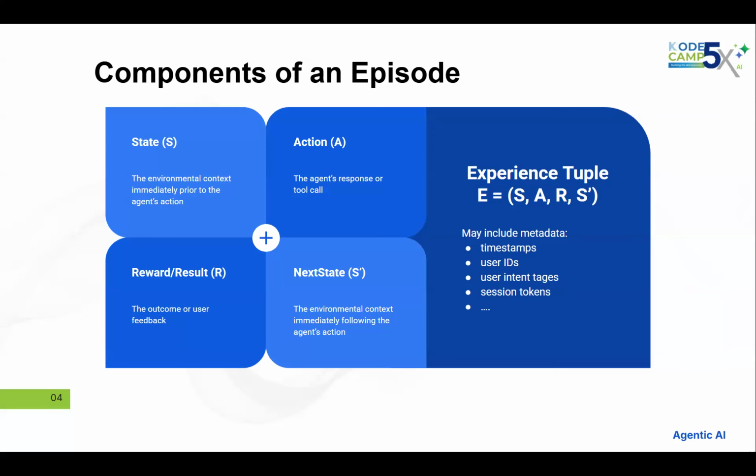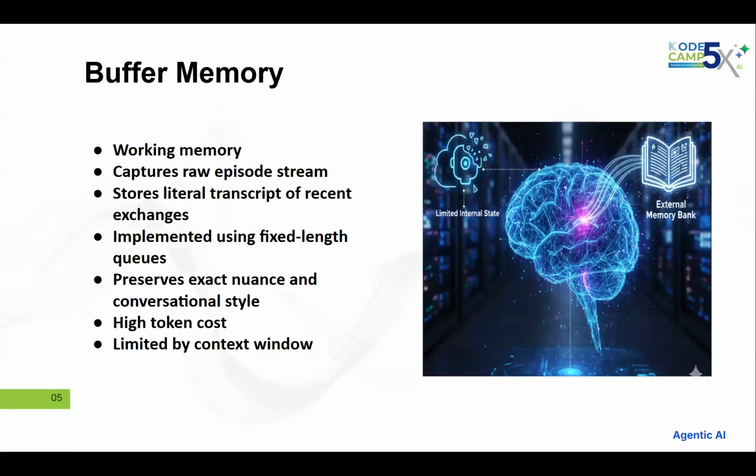Okay, so we'll go ahead. Now we'll talk about the types of semantic memory, starting with buffer memory. Buffer memory captures the raw stream of episodes as the agent executes. It's working memory for the agent, right? So it captures the raw history. As the episodes occur in the agent execution, it captures that raw episode stream.